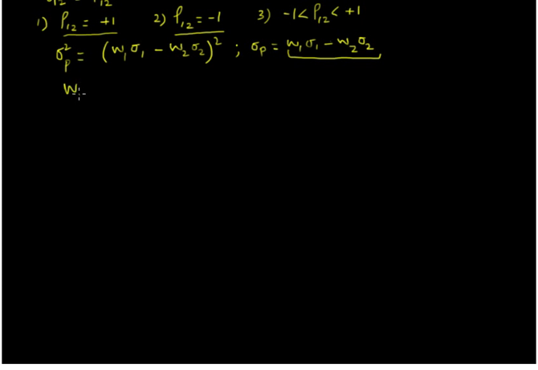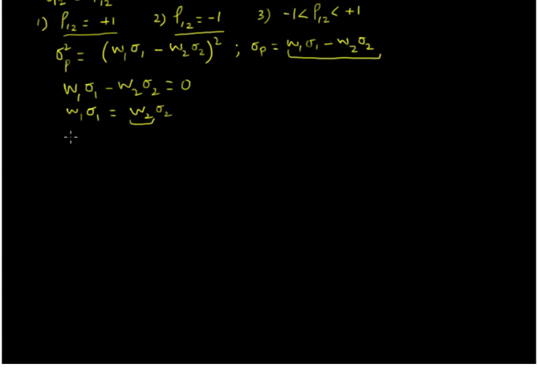Let us write the definition of standard deviation here, and set this equal to 0. This means that W1 times standard deviation 1 is going to be equal to W2 times standard deviation of 2. What we need to do now is to write this W2 also in terms of W1 and then solve the equation for W1.